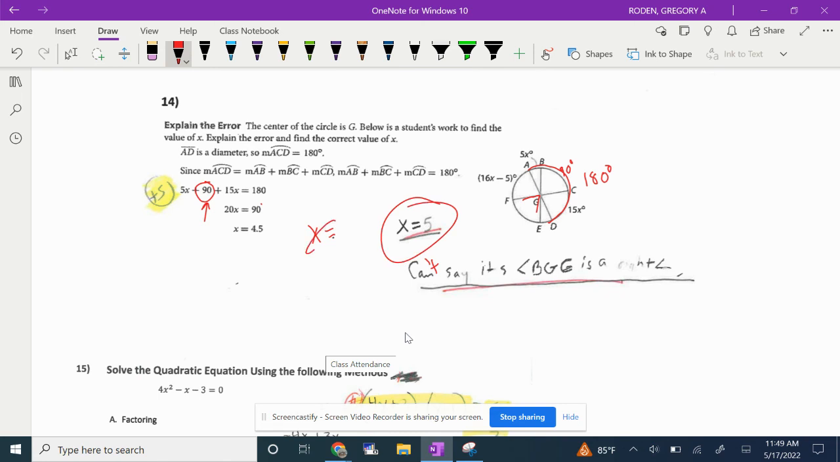Come see me if you have any questions about that for details. But the key is to know the difference: you can't say that that's a 90-degree angle right there. This is a mistake right here. You have to do it a different way with vertical angles.